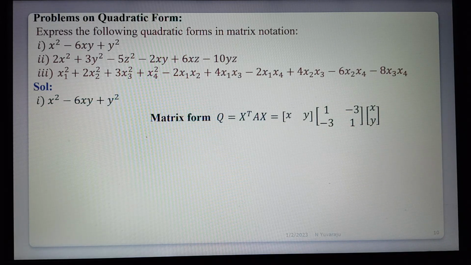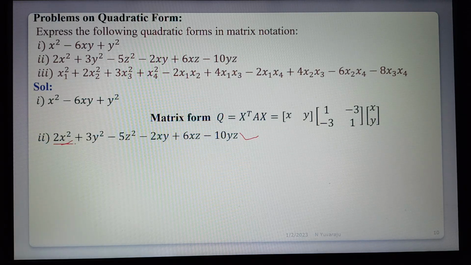The second one is the quadratic form in three variables x, y, z. Here x square, y square, z square are all diagonal elements in the coefficient matrix, that is a11, a22, a33. Next, the xy coefficient is a12 plus a21, that is -1 and -1. Next, xz is a13 plus a31, so 3 separated. Next, yz means a23 and a32, those are the coefficients.